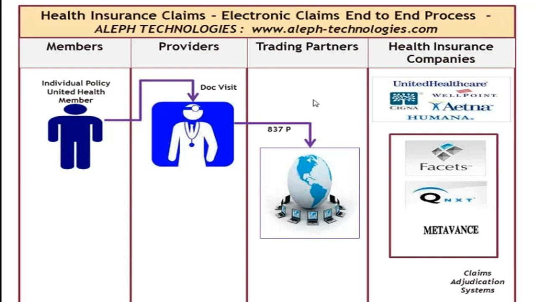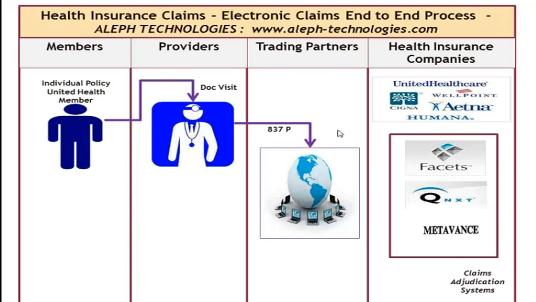837P is a professional file. The doctor is actually sending a HIPAA transaction saying that, hey, I saw your member, Paul, and I gave him a flu shot. He paid me $25. I need $275, okay? So he's going to send an 837P to the trading partners, okay?